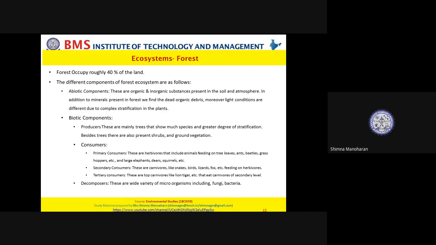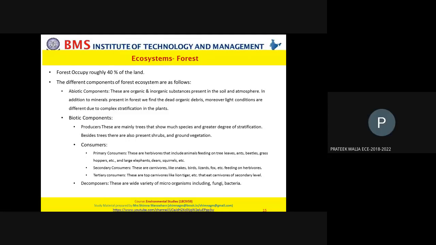Okay, and then decomposers. What is the purpose of a decomposer in an ecosystem? Kavya. Yeah, someone was trying to answer. Okay, who was answering? I was answering, Prateek. How many times will you answer? Okay, fine.